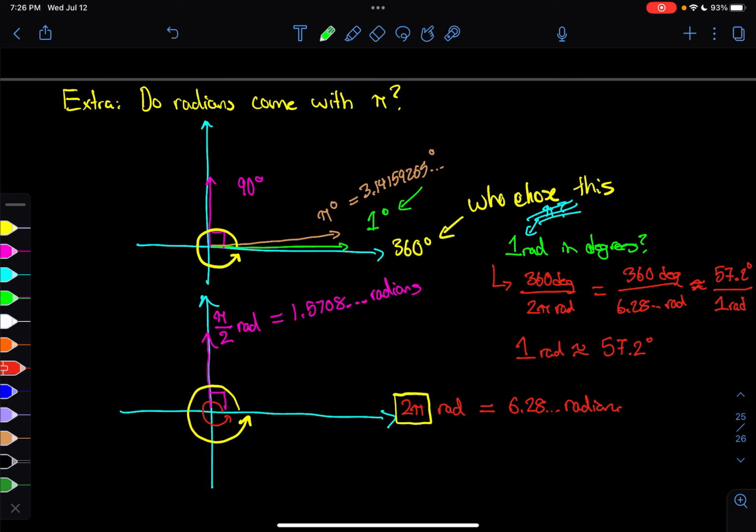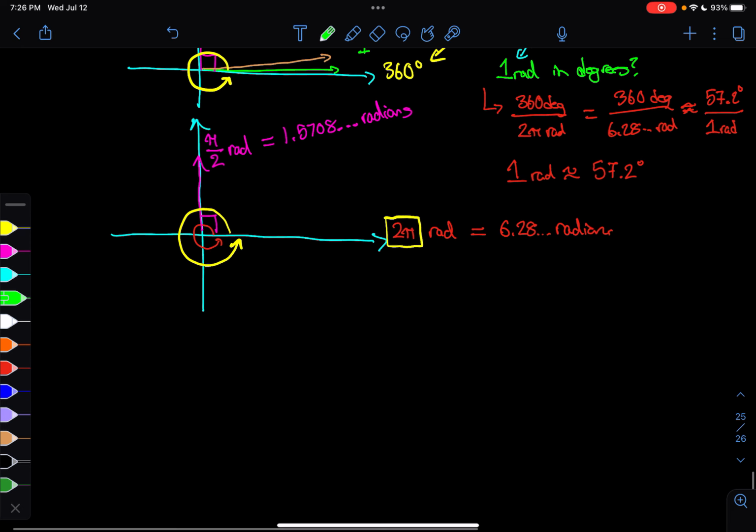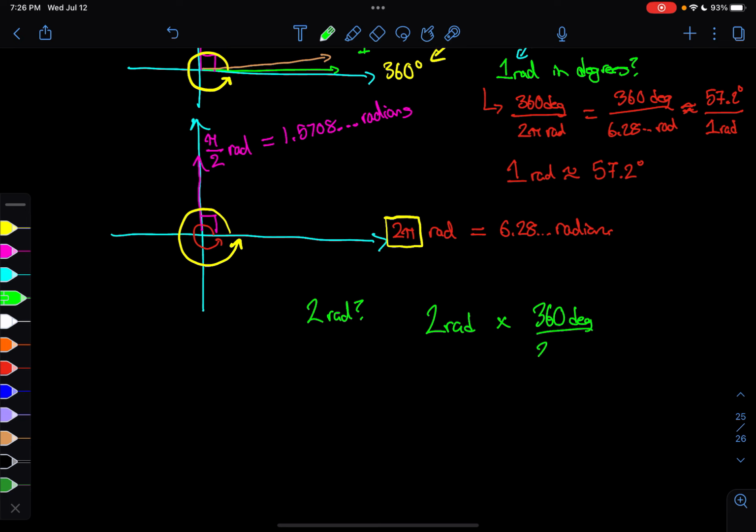So what if I asked you how much is 2 radians? Well, you would take 2 radians and you would multiply it by our conversion factor, 360 degrees for every 2 pi radians, right? You would cancel some stuff out, so the 2's would cancel, and we'd have 360 degrees divided by pi radians, and we could solve this, right? Because pi is just a number.